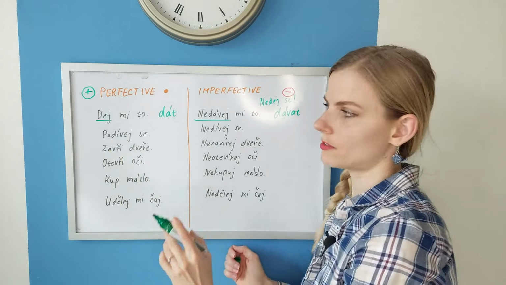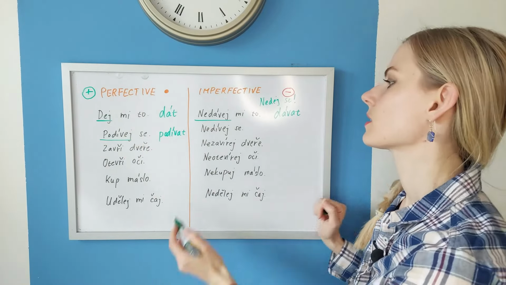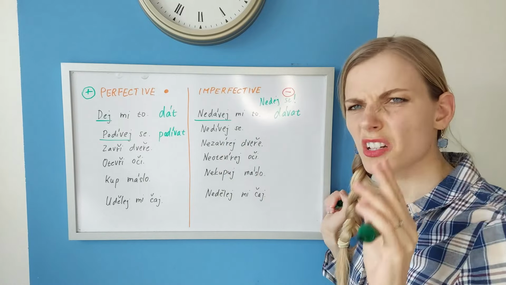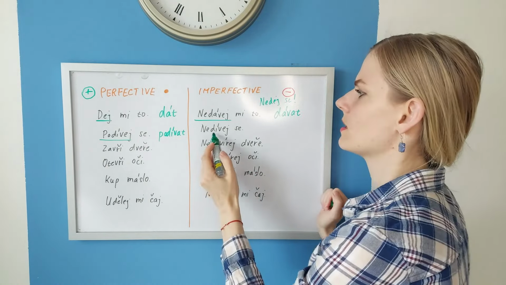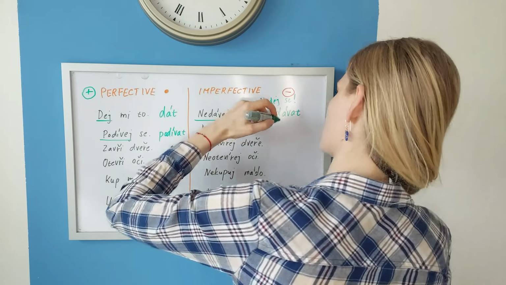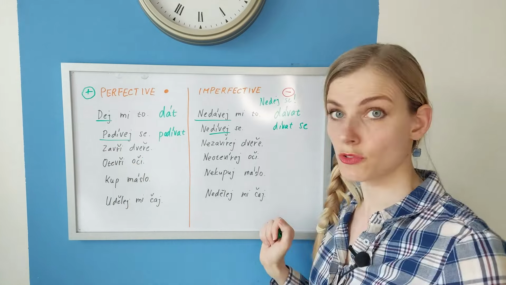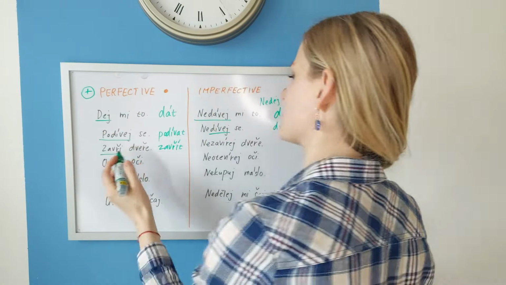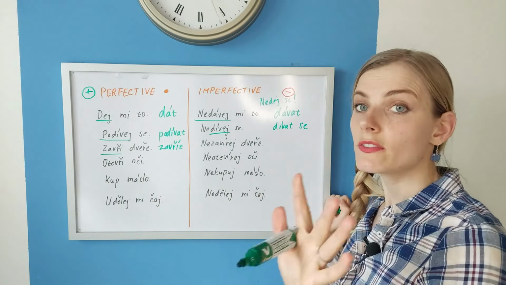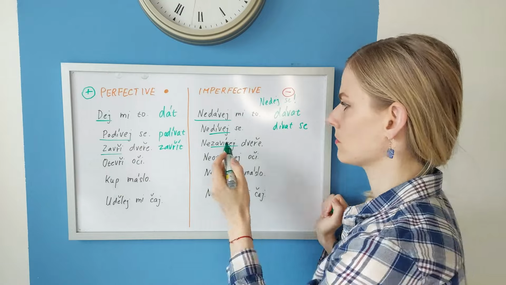Podívej se. Look. From podívat, all of these are perfective, remember? And if I want to say don't look, there's a horrible scene in the movie, nedívej se. Nedívej se. From dívat, dívat se. Zavři dveře, close the door. Zavřít, that's the perfective verb. Zavřít dveře. Nezavírej dveře, ještě jdu ven. Don't close the door, I'm still going out.